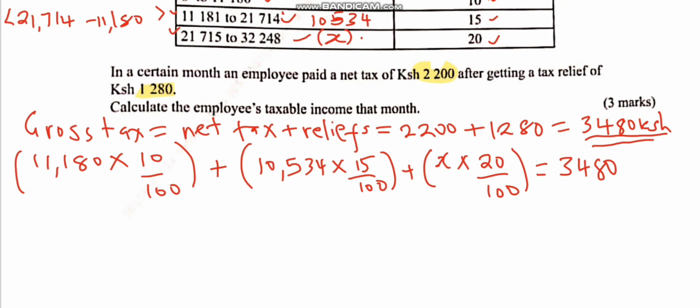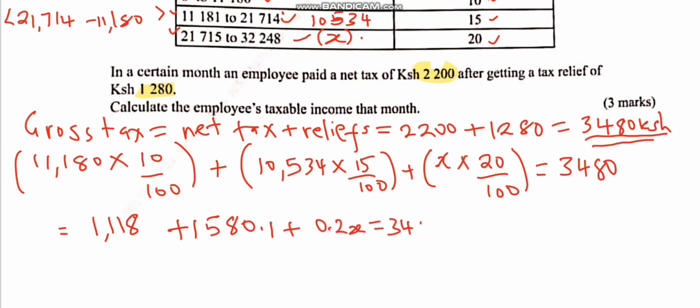Haya, tuendelee. Ukimultiply hii ya kwanza itakupa answer 1,118. Ukimultiply kwa ile ya pili, ukichukua hiyo calculator yako, uchukue 10,534, multiply to 0.15 itakuwa 1,580.1. Your X times 20% is just 0.2x equal to 3,480 shillings.